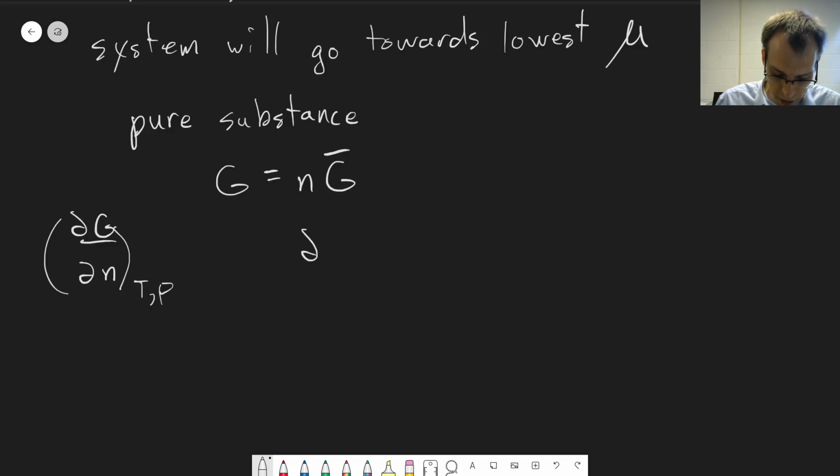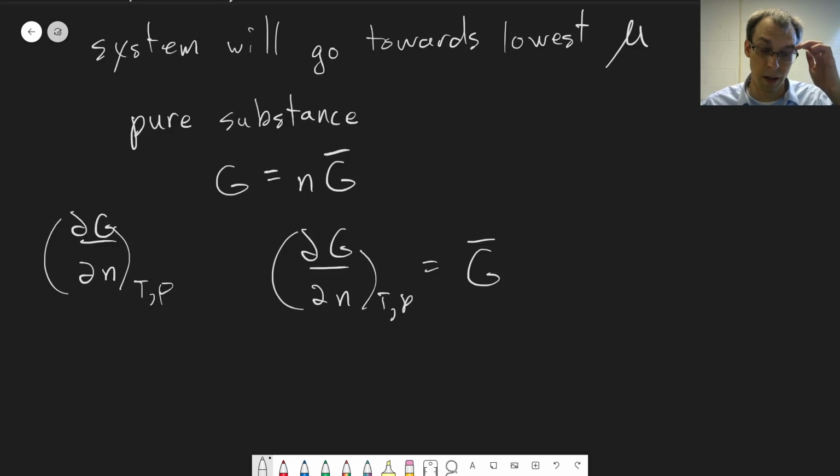So if we take a partial derivative of G with respect to N, holding temperature and pressure constant, well, the derivative of N times G bar is just going to be G bar, right? Because G bar is a constant here. It's the molar value. It's a property of the substance. And so for a pure substance, the chemical potential is simply the molar Gibbs energy for that substance. So that's a pretty easy interpretation here of what chemical potential means.